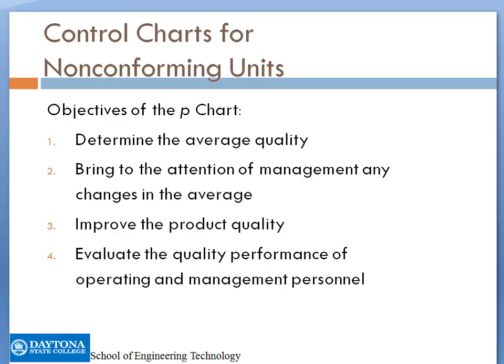So what are the objectives of the P chart? Well, the objective of the P chart is to determine the average quality, and this is very important because it is used as a benchmark. And this information provides the process capability in terms of attributes. Also, bring to the attention of management any changes in the average, either if it's increasing or decreasing, and this is very significant for management. Improve the product quality. And this is good because it provides a continuous effort to improve quality. So it's like continuous improvement.